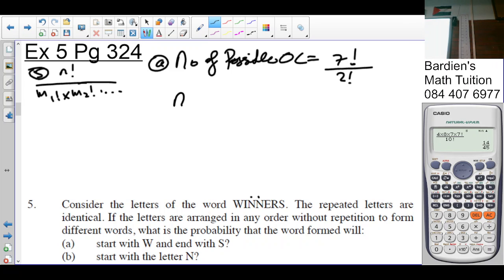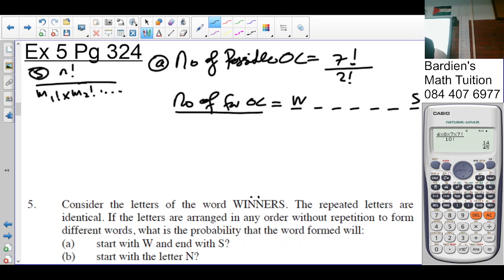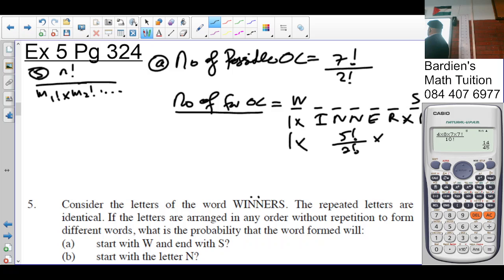If we're looking at the number of favorable outcomes, it said start with the letter W. So it's 1, 2, 3, 4, 5, 6, 7. And end with an S. What am I left with? Inner, sorry. So how many options do I have on the first bit? 1. And on the last bit? 1. So in other words, it's 1 times, how many letters are here? 5. So it's 5 factorial over 2 factorial times 1. So it's simply 5 factorial over 2 factorial.